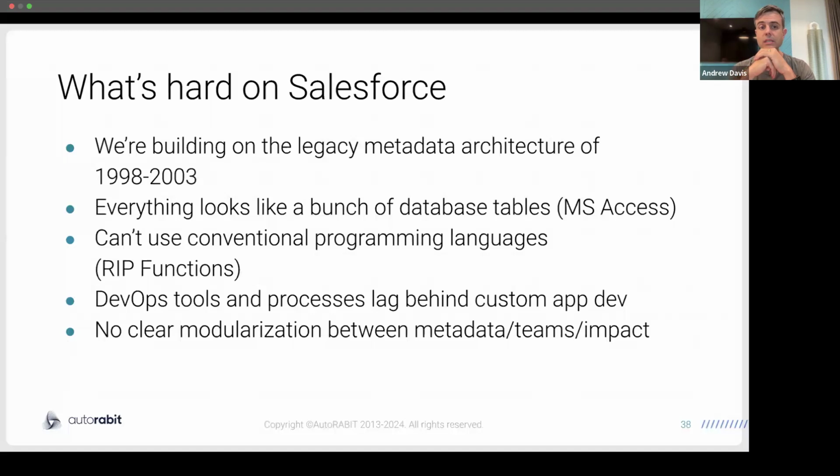DevOps tools and processes in Salesforce are limited by what Salesforce makes possible. And so you can't do nearly as much as you might be able to do with custom application development. And then also, I feel the Achilles heel for Salesforce development is that modularization is typically absent or difficult. You can't make a clear distinction: this team manages this metadata, this other team manages this metadata. That's hard.